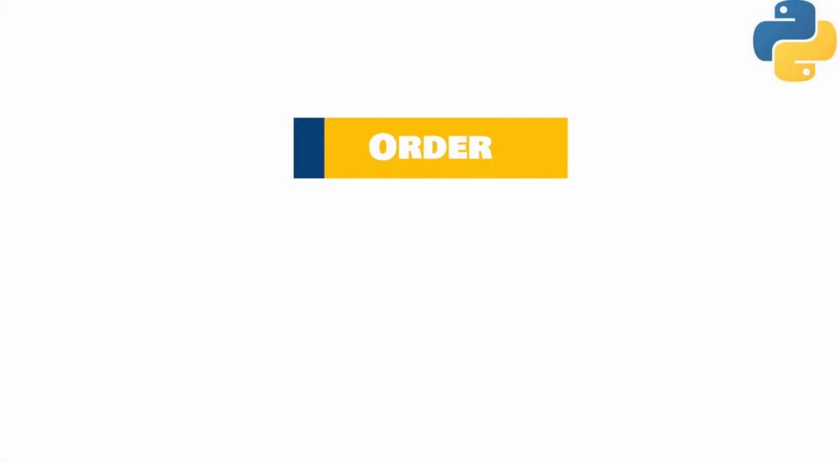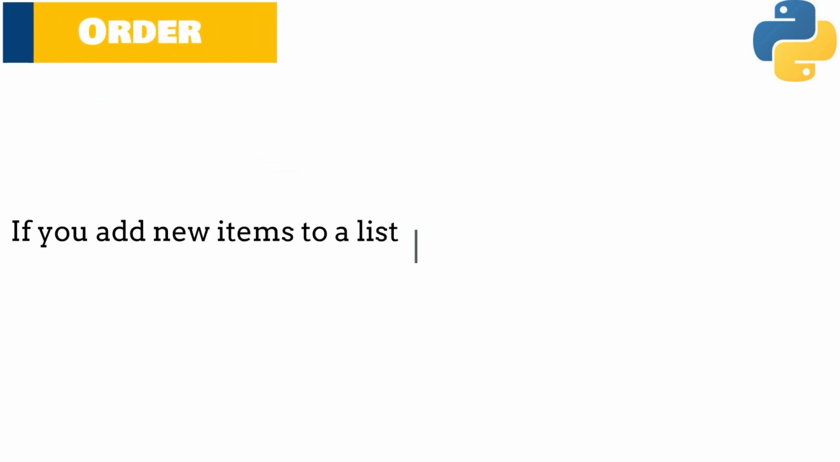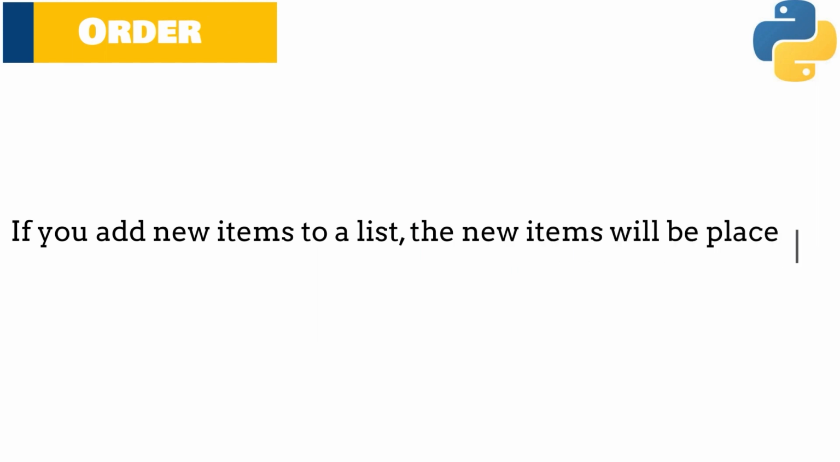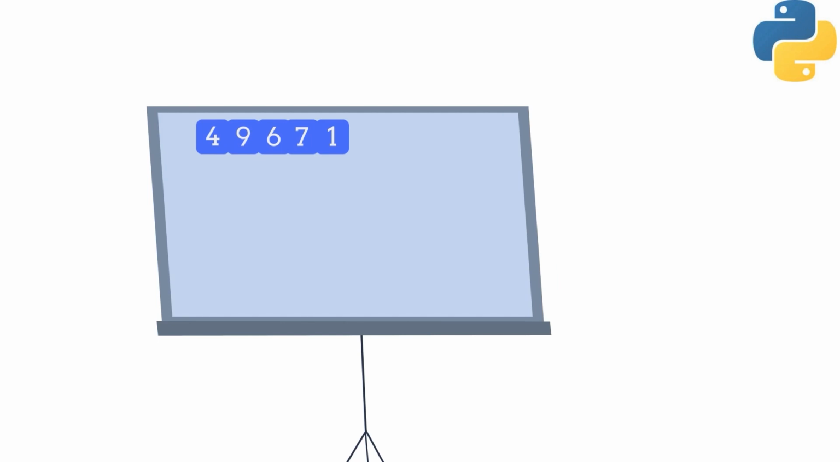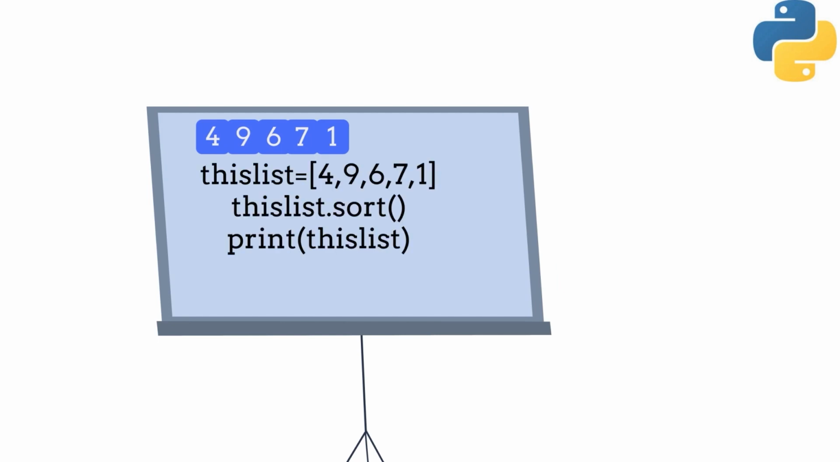The last feature is that a list is defined as ordered. When we say that lists are ordered, it means that the items have a defined order, and that order will not change. If you add new items to a list, the new items will be placed at the end of the list. How to sort the list? Here we have a list that is not sorted. So we use the sort function, which can be used to sort a list in ascending, descending, or user-defined order. By using the sort method, the list is updated in sorted order.